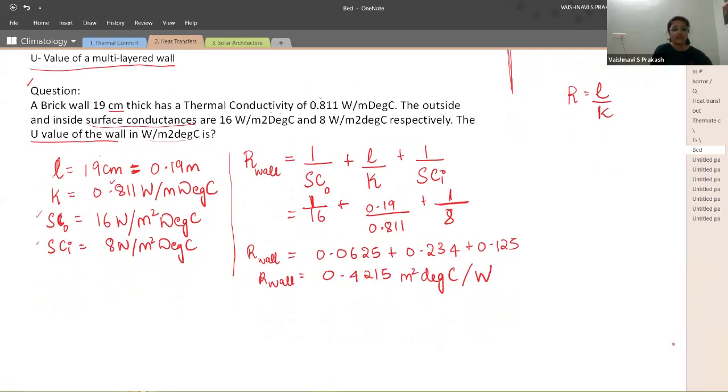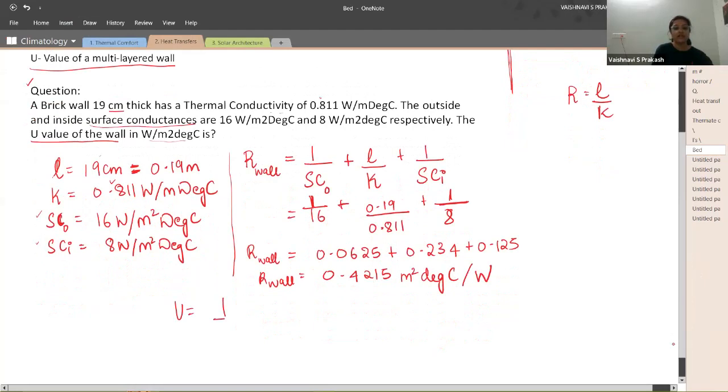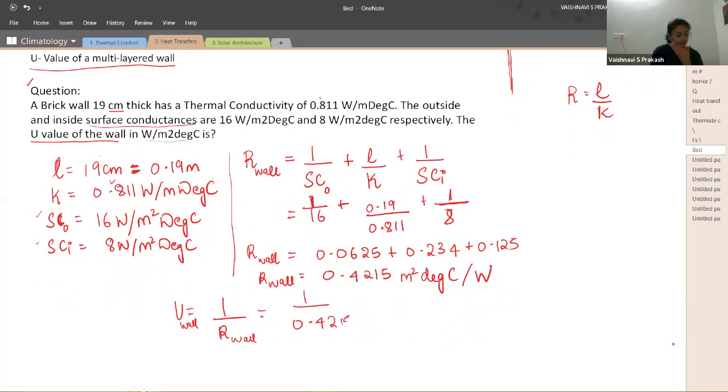Now we've got the R value. So U value is simply 1 by R. What is the answer we're getting? 1 by 0.4215, right? You should be getting 2.372 watt per meter square degree centigrade. Okay, this is your answer. Did everybody get it?